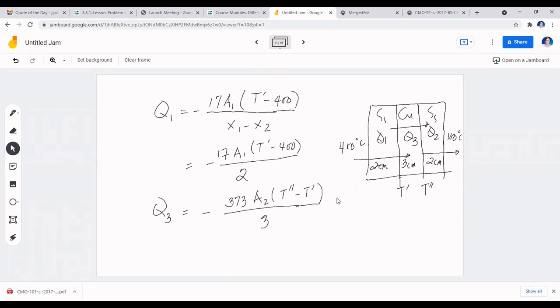Why is it T prime minus 400? Because if we consider this plate, your final temperature is T prime, your initial temperature is 400. So that is why you have T prime minus 400. Your X sub 2 minus X sub 1, or X sub 1 minus X sub 2, doesn't matter, is the thickness of the plate. So in the case of stainless steel, it's 2 mm thick. So we place here 2.